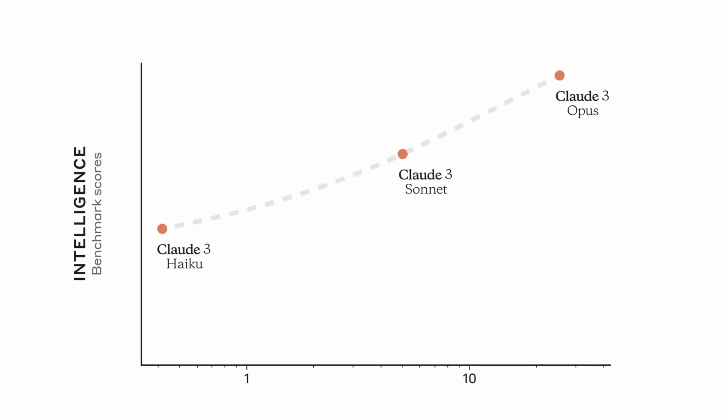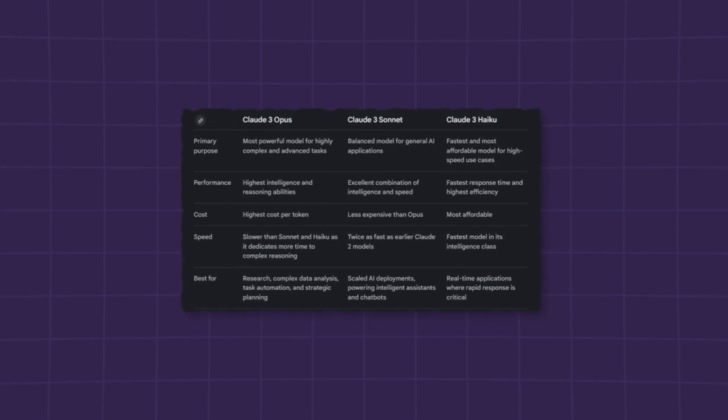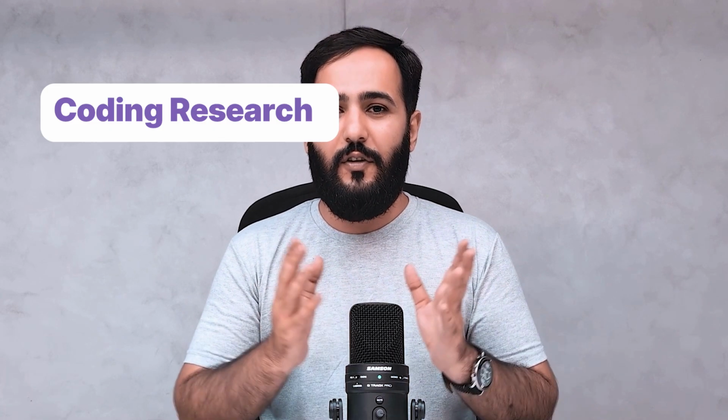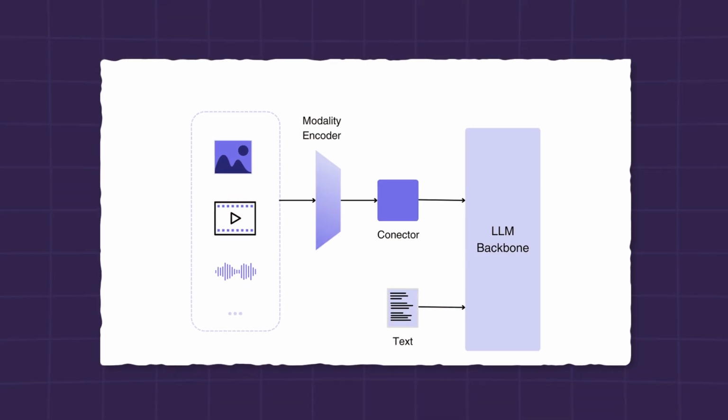Opus, the heavyweight, 200K token context, amazing for coding, research, and deep analysis. Opus was also multimodal. You could upload text and images. This became the go-to for programmers, analysts, and anyone tackling complex projects.